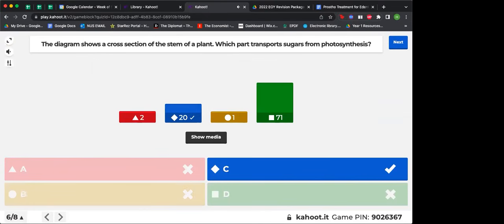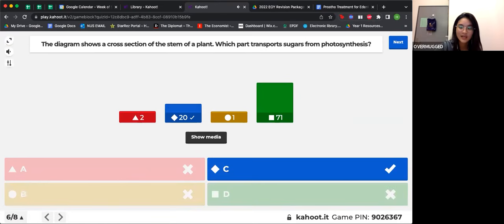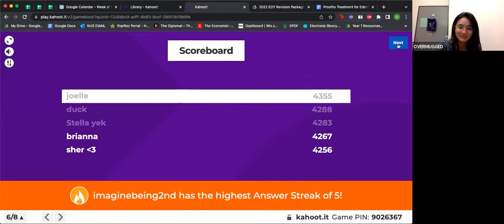Oh my gosh, I said this question wrongly. It's D. I'm so sorry to the 71 of y'all, and to the 20 of y'all who got it wrong. It is option D. I'm so sorry, I saw it wrongly. This is my fault. I'm sorry, guys. You still have 2 more questions to redeem yourselves.